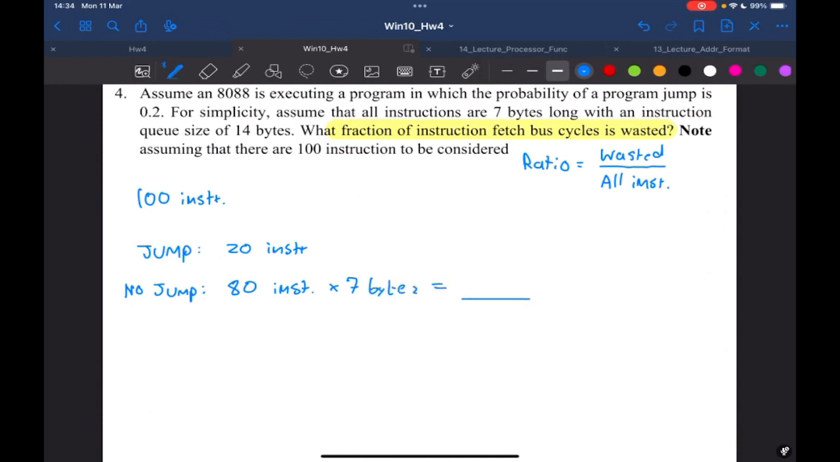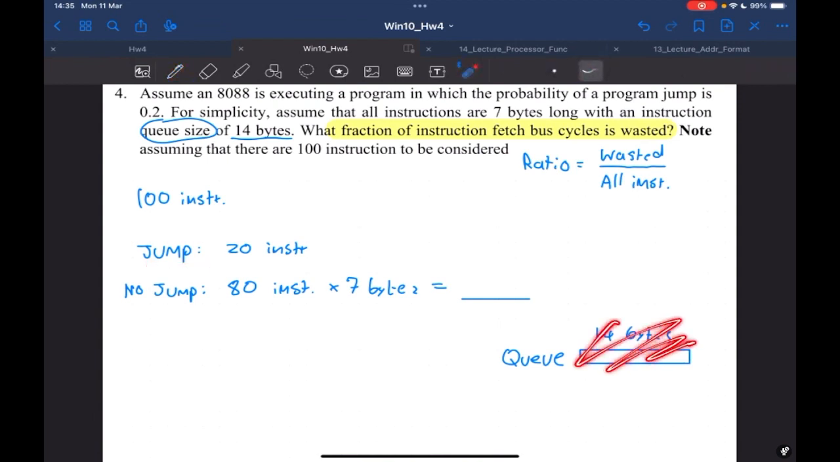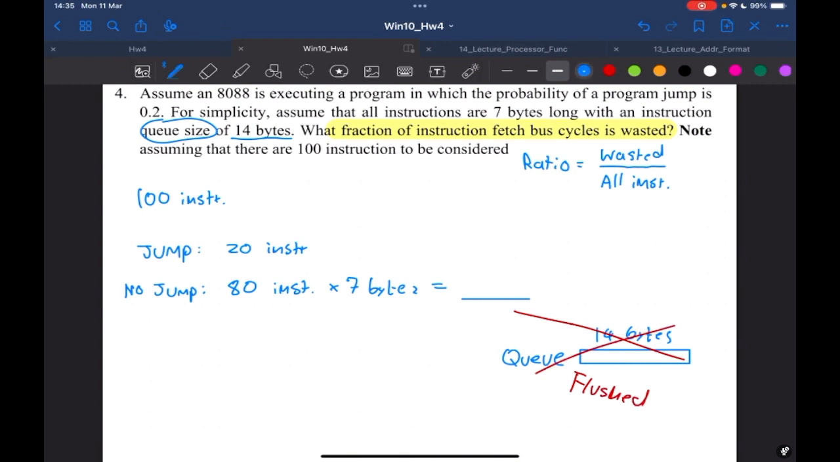And then for jump, when we jump, we have to flush. When we have a queue, we're given a queue size of 14 bytes. So we're given a queue of 14 bytes, and then we jump. All these 14 bytes will be flushed out. So 14 bytes wasted, and we did this 20 times, so of course it wastes 14 bytes each time. So figure out the total amount of jumps wasted. We have that in bytes.